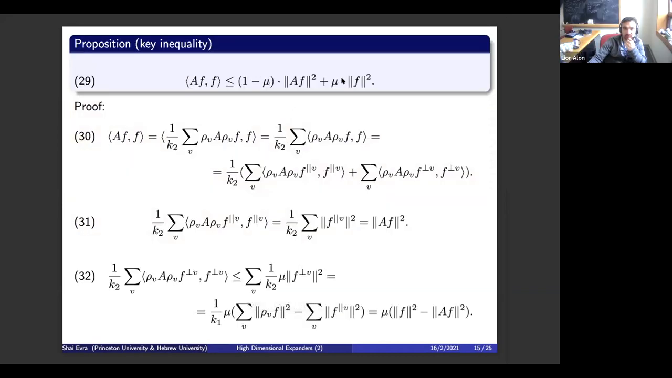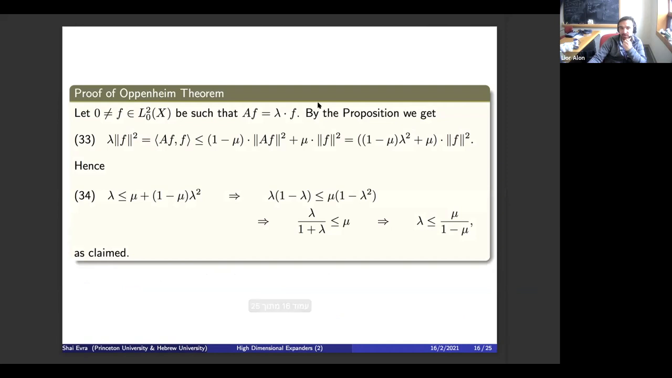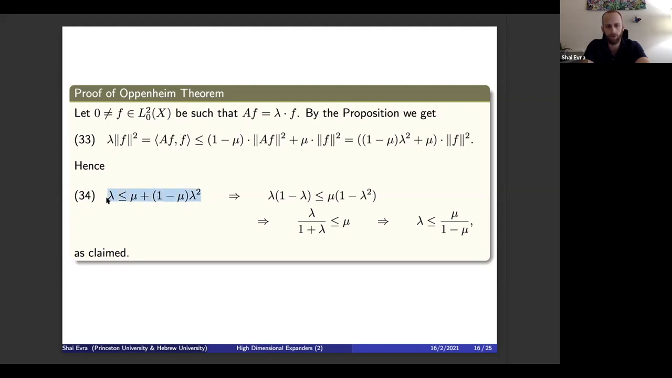This is a min-max theorem? No, now you get this and you divide by the norm square of F, and that's the min-max theorem. Exactly. So you now pick F to be an eigenvector with the largest eigenvalue lambda, and you divide by the norm of F, and from the key inequality you get this estimate, you play with it a bit, and then you get it. That's it. Okay.